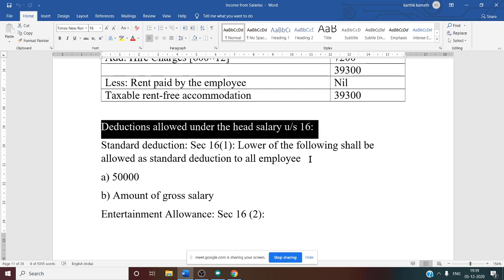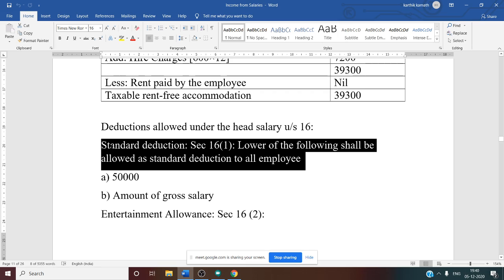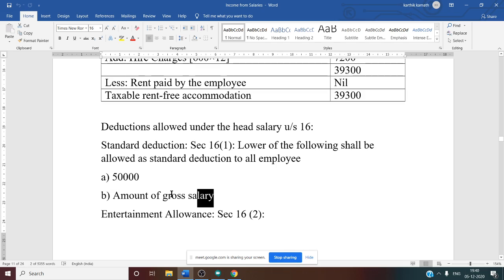What all deductions are there? First is the standard deduction. Standard deduction is available for all employees, fixed at 50,000. You have to deduct this amount in every problem. Before it was 40,000, now it is increased by 10,000. You deduct 50,000 or the amount of gross salary, whichever is lower. Usually 50,000 itself will be lower, so 50,000 you have to deduct. That is section 16 clause 1.